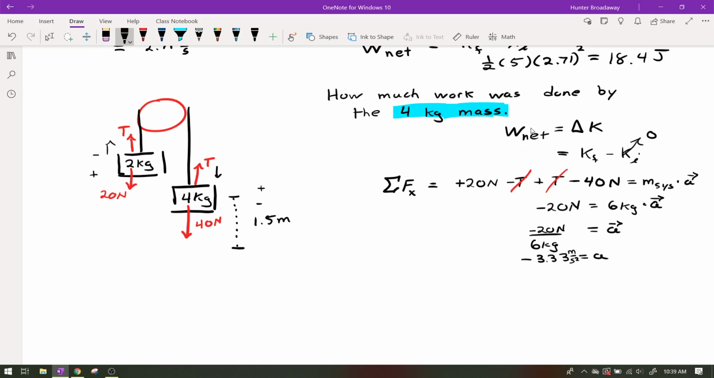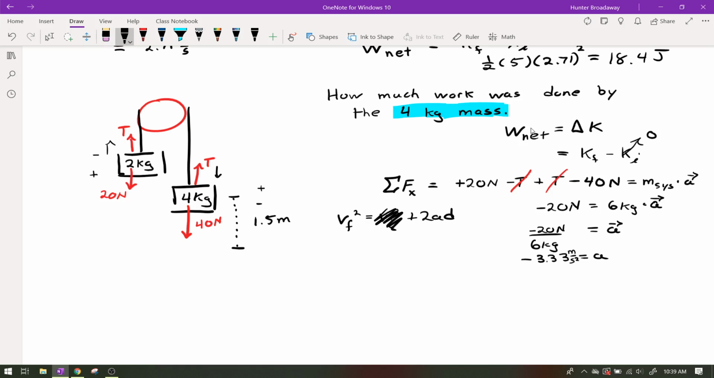Since we found the acceleration, we can now find the velocity of the object, so we can find the kinetic energy of the 4 kilogram block. Of the kinematic equations, there's really only one to pick from because we don't have time in these problems. So we've got to pick VF squared equals VI squared plus 2AD. We want to find the velocity. We know that the initial velocity is 0.